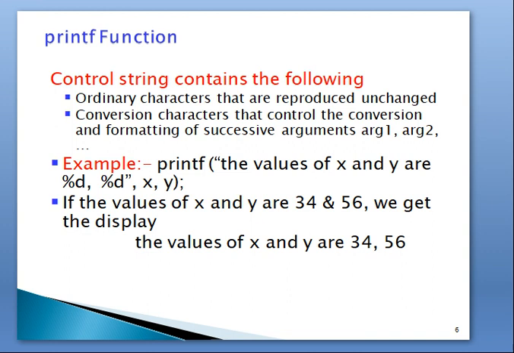The control string contains the following things: ordinary characters that are reproduced unchanged. Within the double quotes we will write the control string. In this control string, ordinary characters are reproduced unchanged. For example, I want to print a text. I want to ask the user, enter your name, enter your age. These texts are reproduced unchanged.